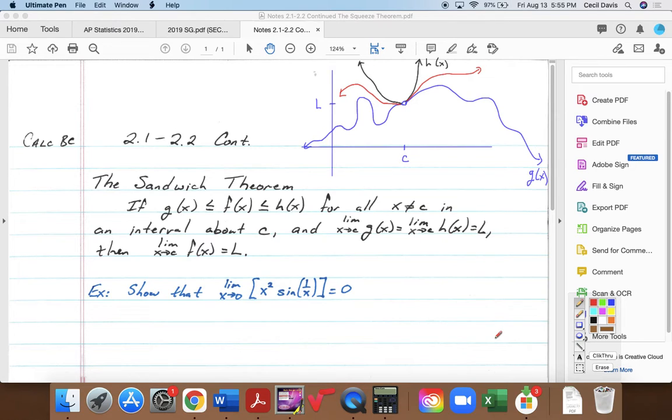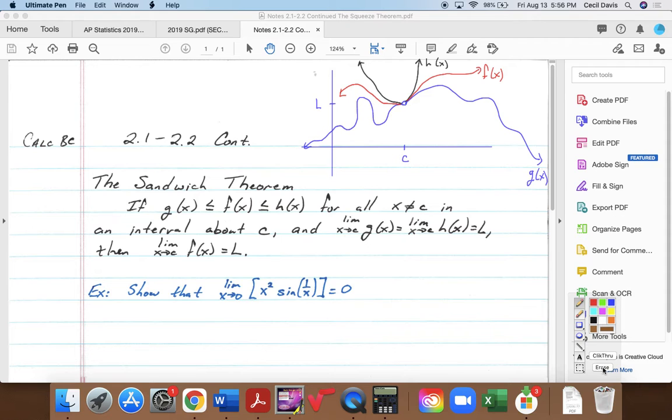This is why it's called the Sandwich Theorem. A sandwich is two pieces of bread with something, generally meat, sometimes cheese, stuck in between them. So this is our function f of x. If the lower function and the upper function both approach L as x approaches c, then because this function is sandwiched in between them, it must do the same thing.